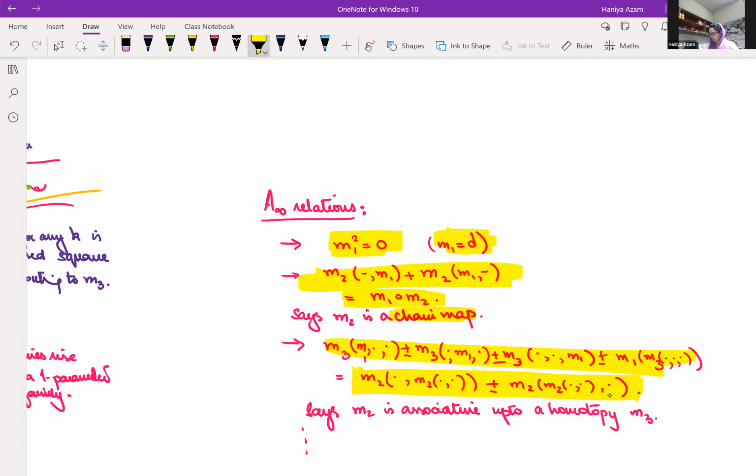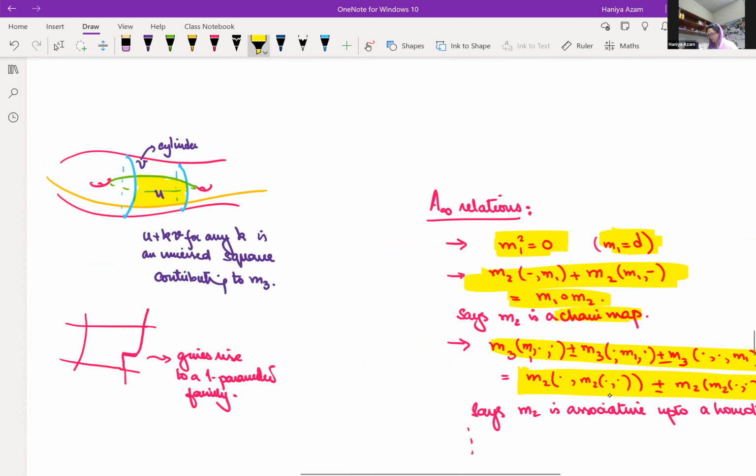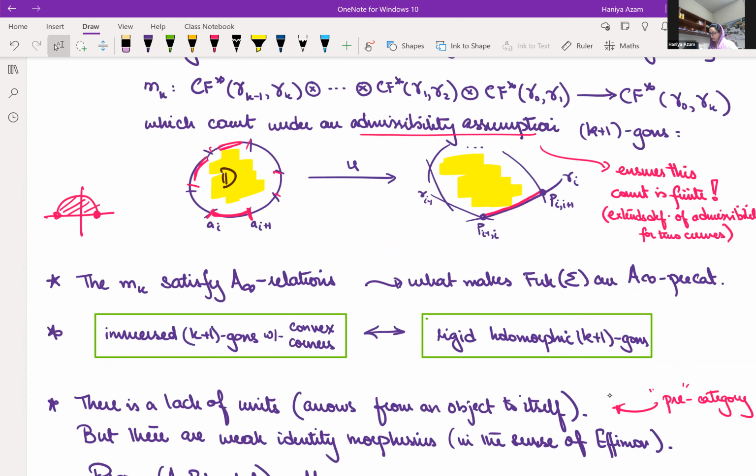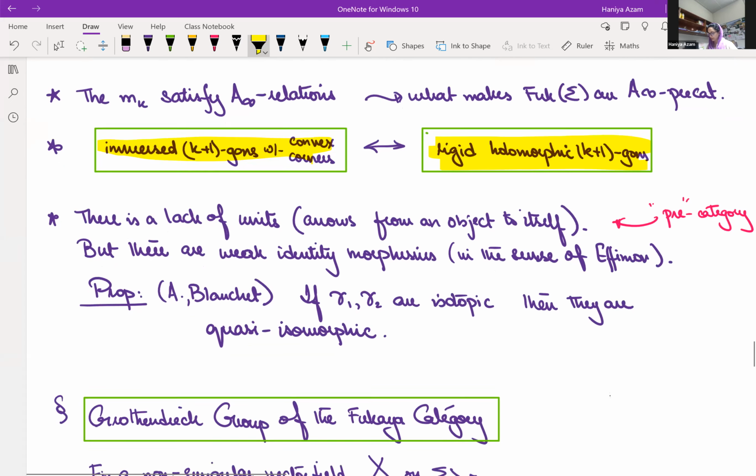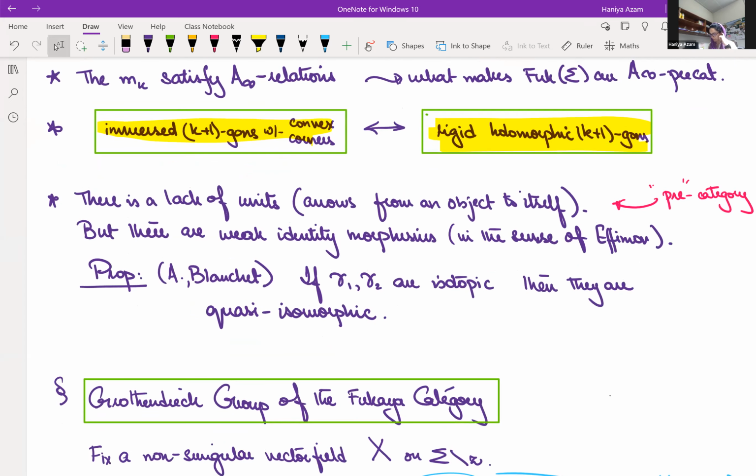Anyways, this is just for the sake of completion. So we showed that these immersed K+1 gons with convex corners are rigid holomorphic K+1 gons. What you see in that analytic picture without suppressing the area form, you get the same thing on this side in the purely topological context, suppressing the symplectic form. But there's a lack of units. I don't think I have time to go into this, but we say something about these weak identity morphisms.